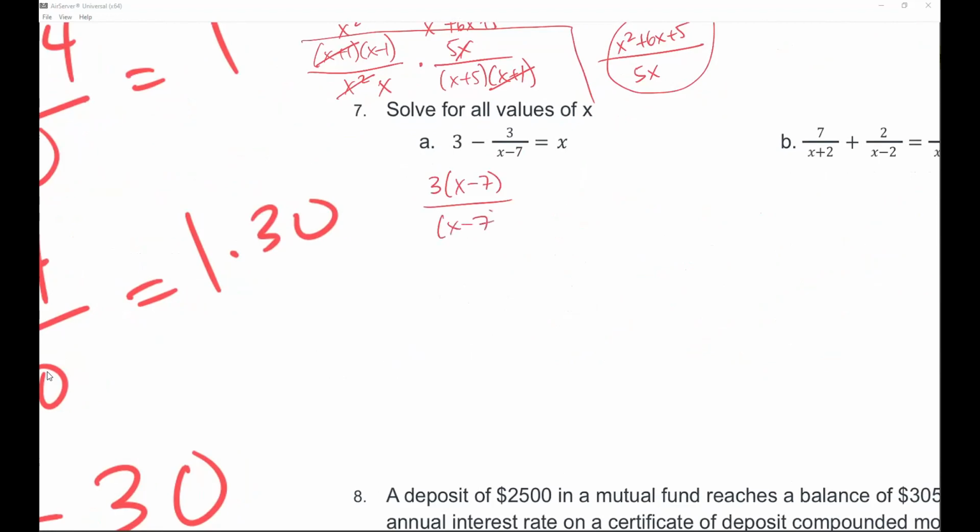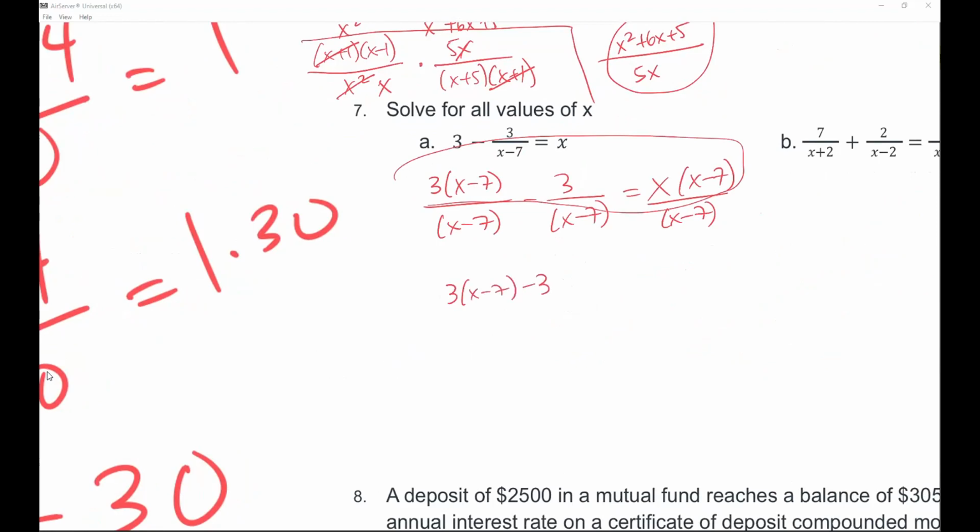Minus 3 over x minus 7. Remember, we're trying to get a common denominator equals x. And I guess we should just multiply this by x minus 7 as well. By doing that, once we get the same denominator, we can just use the numerator to solve this equation. So it'll be 3 and then x minus 7 minus 3 is equal to x squared minus 7x.